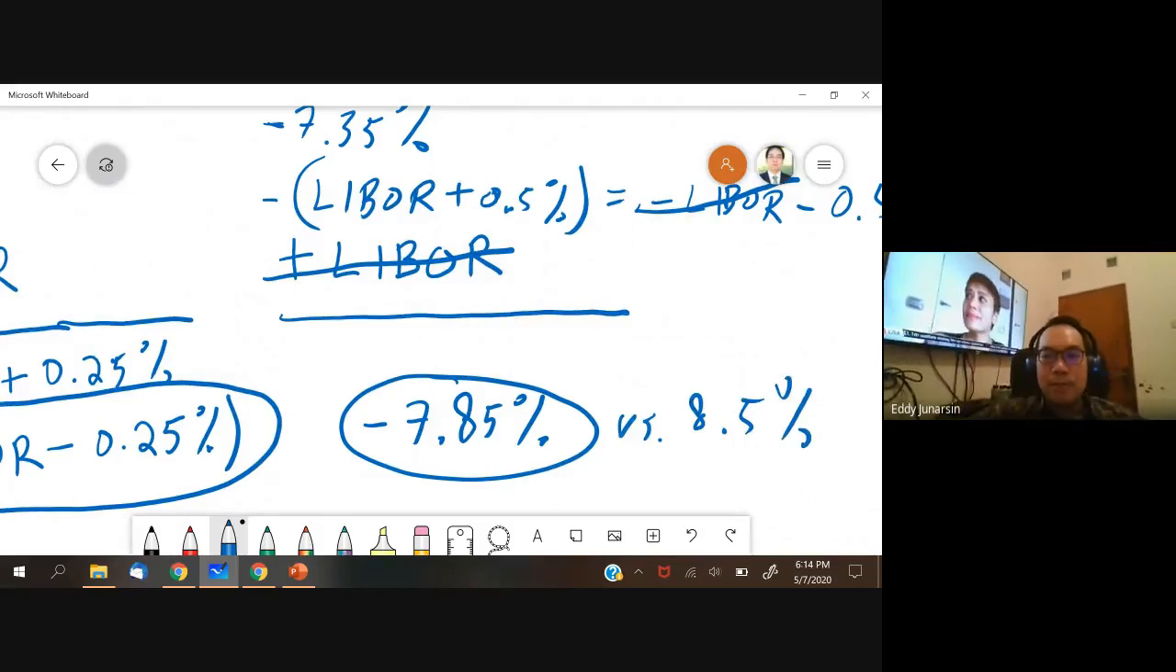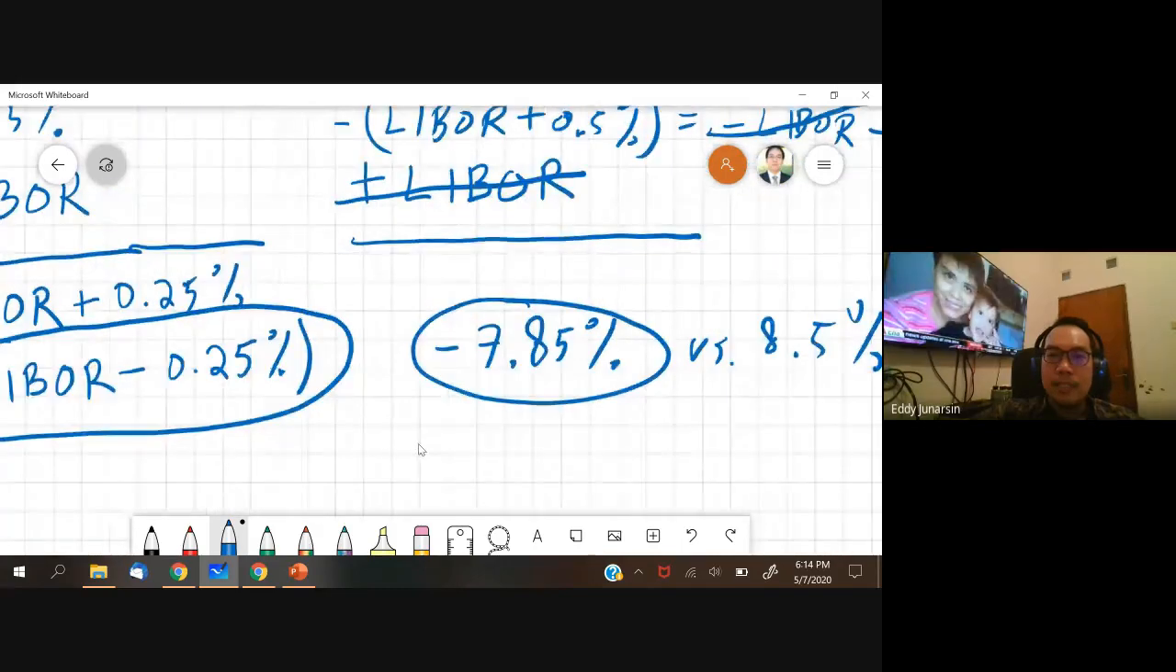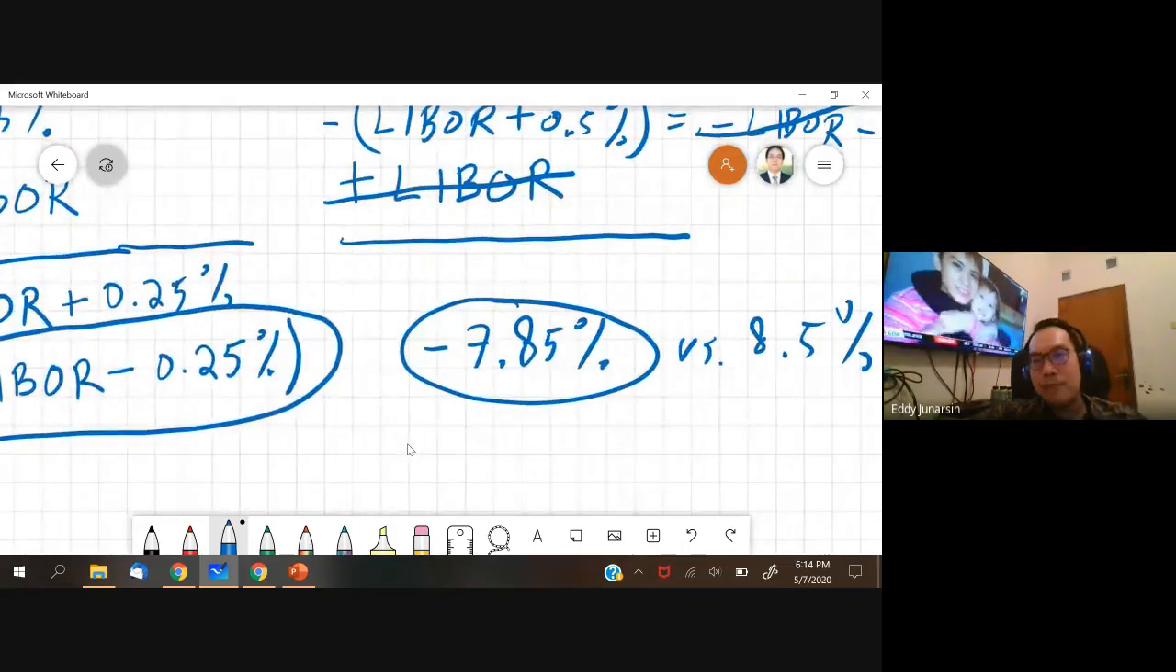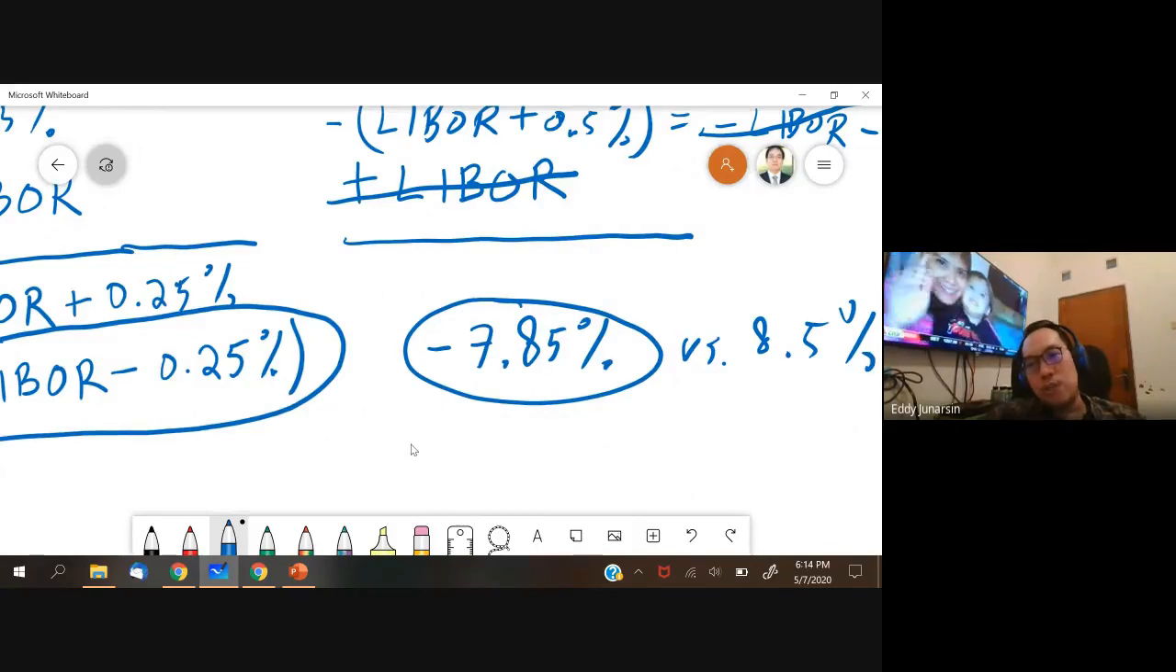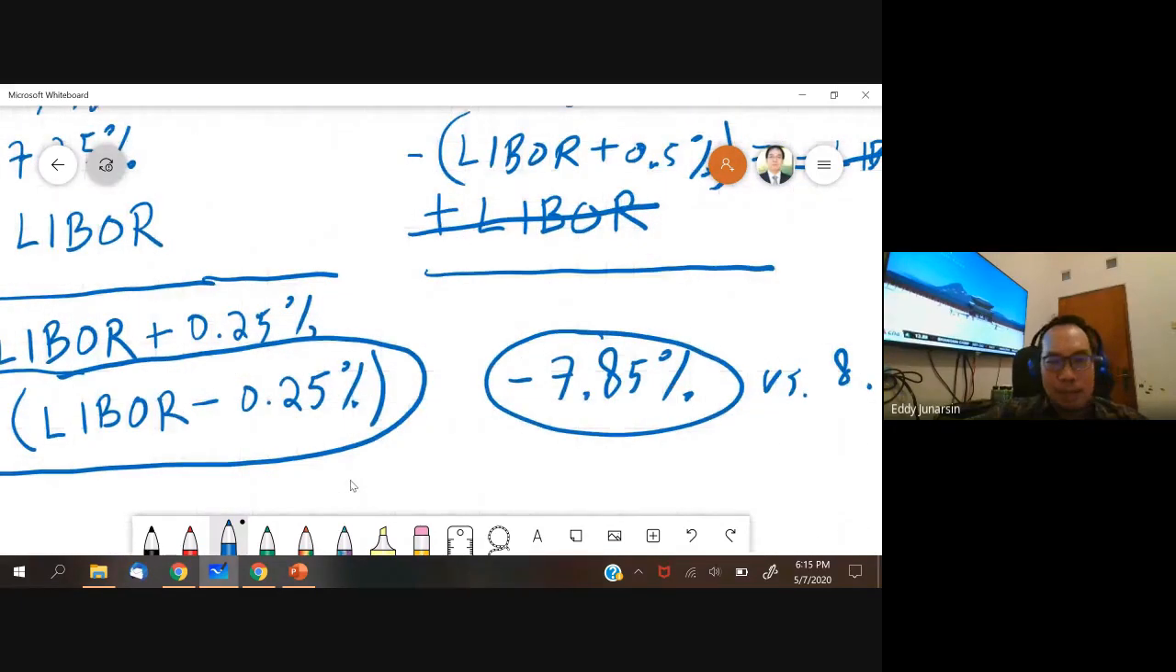So the triple B firm is also better off, right? Now it ends up paying 7.85% instead of 8.5% if it has to issue its own fixed rate debt or bond. So you see, this is a very simple but powerful example to show that swap contracts are really attractive to any kind of company, right?